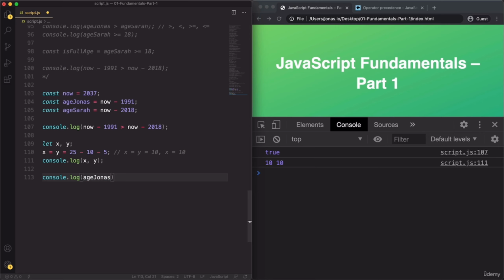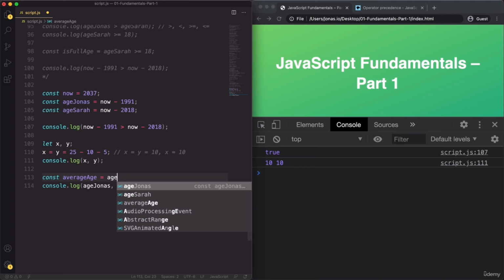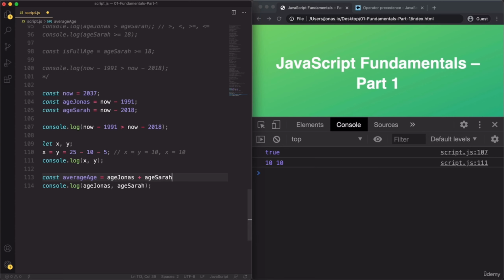So age Jonas and age Sarah. And now I want to calculate the average. And actually, let's do that here above that. So let's say average age. And once more, don't forget the descriptive variable names. So average age describes exactly what this variable is going to hold. So to calculate an average, we need to add two values together and then divide them by 2. At least that's when we have just two values. So let's say age Jonas plus age Sarah. So that's the addition, and then divided by 2.